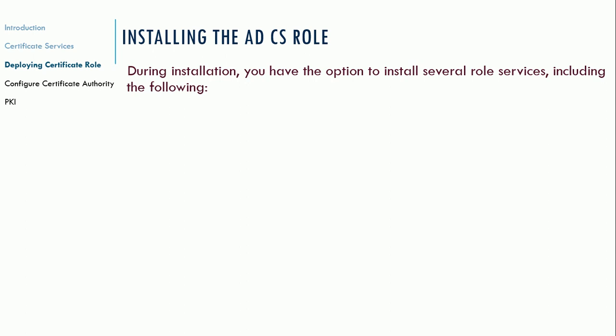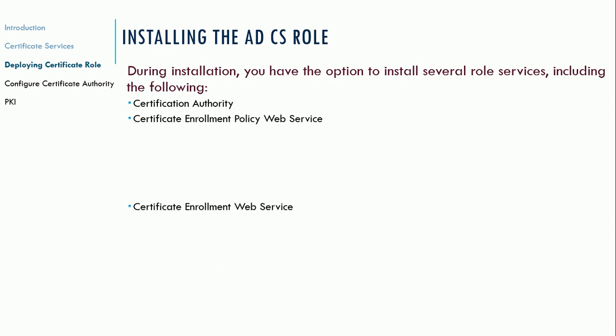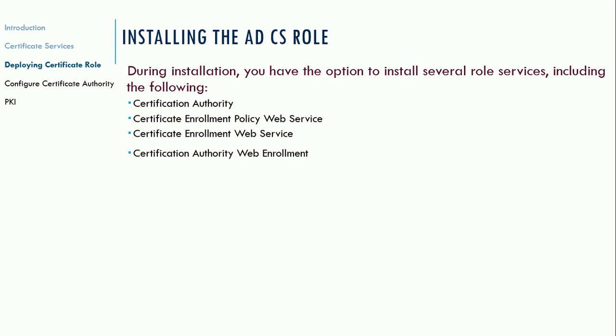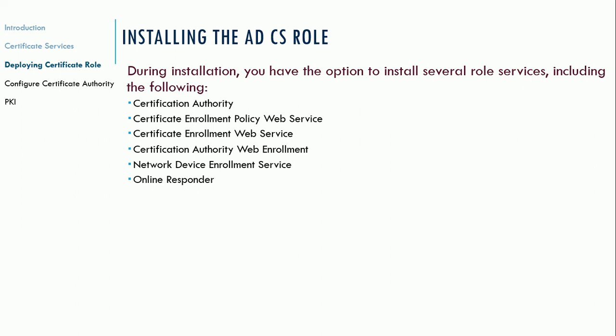So during the installation, you have the option to install some role services, including the following. So you'll have the Certificate Authority, Certificate Enrollment Policy Web Service, the Certificate Enrollment Web Service, Certificate Authority Web Enrollment, Network Device Enrollment Service, and Online Responder. So you have the option to install all of these. I usually just install everything so I have it in case I need it. But this is basically how you install the role. It's a fairly simple process that you'll go through to install it.